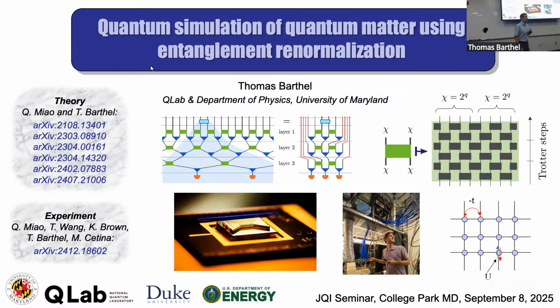Today it's my pleasure to introduce our speaker, Thomas Barthel. He is an expert in condensed matter theory and quantum many-body physics. He did his PhD at RWTH Aachen in Germany, and then he had a few postdoc stays in Berlin, in Paris, in Munich, and in Potsdam. And then he became an assistant professor at Duke University for the past roughly 8 years.